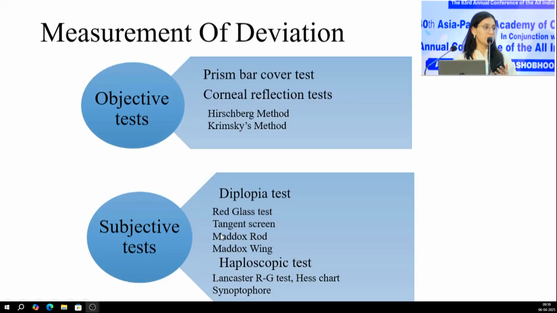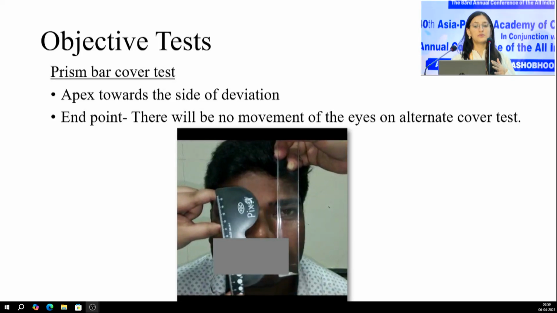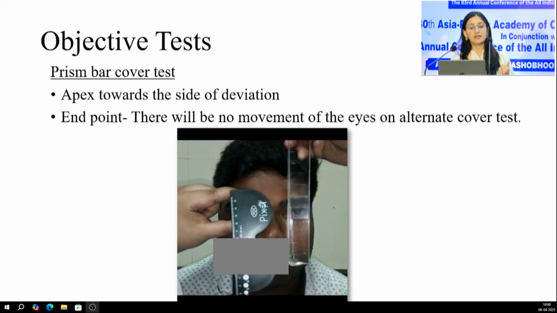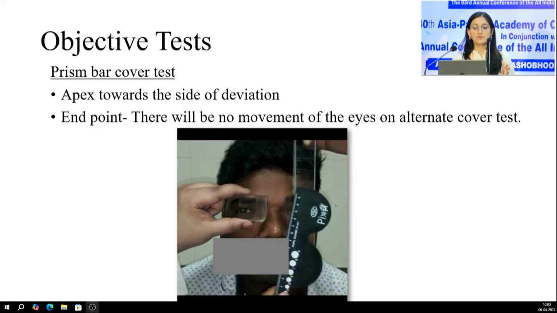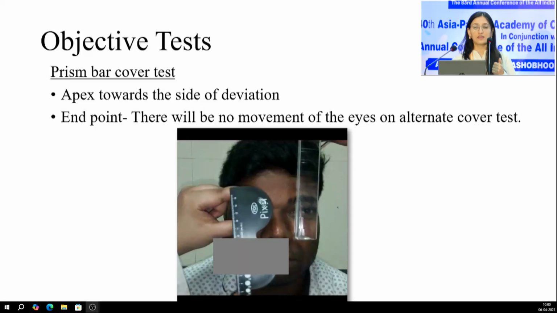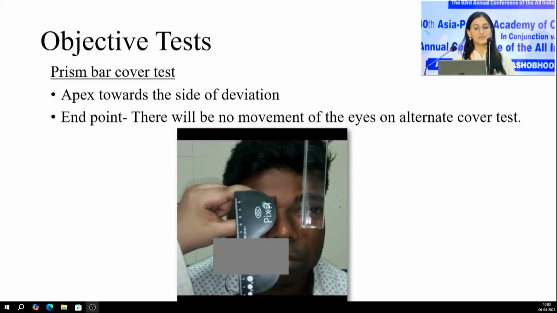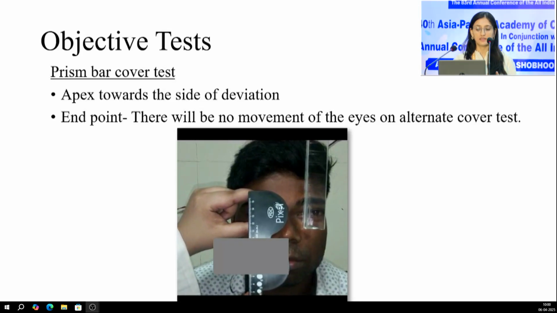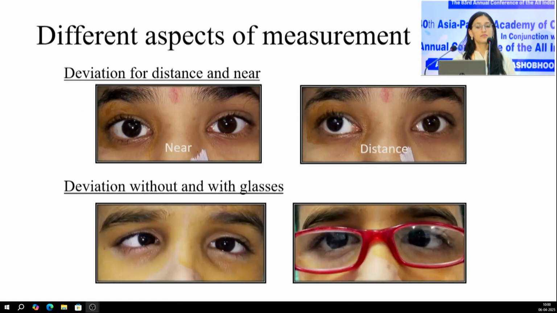Deviation can be measured objectively or subjectively. Objective tests, the most commonly that we use are prism bar cover test. So we have to remember that prisms can be of two types, glass or plastic. The apex is put towards the deviation. Like this was the case of exotropia, so we have put a base in prism. And end point is when there is no movement of the eyes on alternate cover test. So in the video we saw that the patient's eye was coming out to in, and we neutralized it till there was no movement.